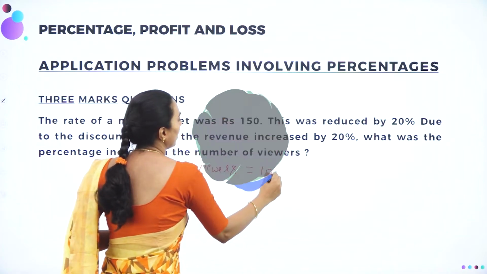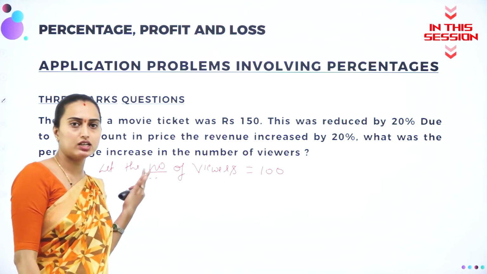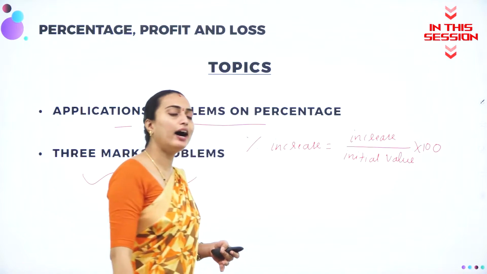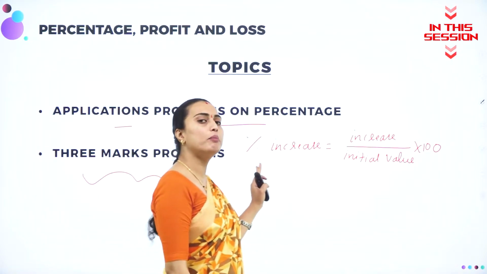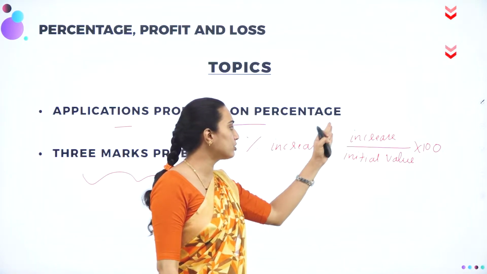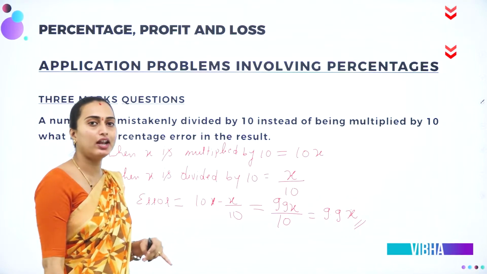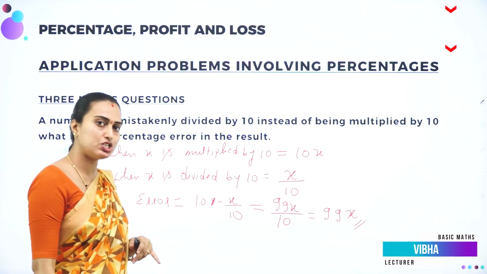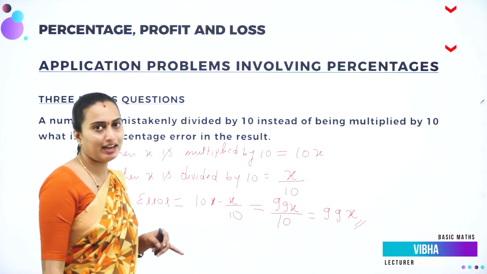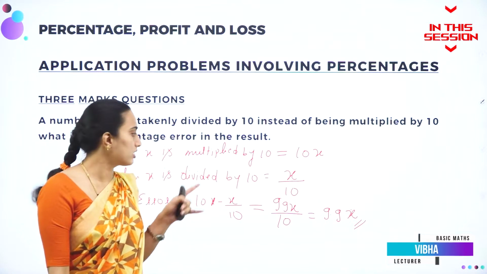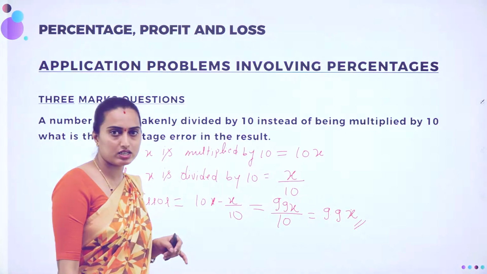For the percentage you are going to calculate, you can consider let it be 100. If they asked for the decrease, same formula with percentage decrease is equals to decrease divided by initial value into 100. Percentage error in the result is nothing but initial value. Initial value was 10x. You are going to take it as error means 9.9x.